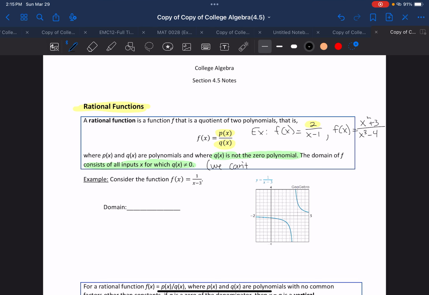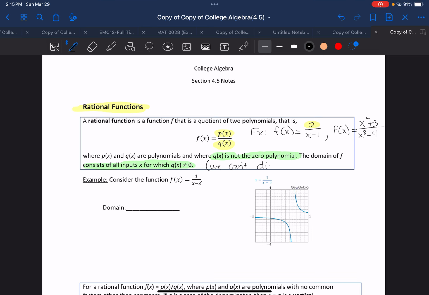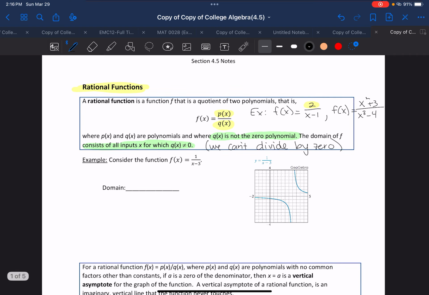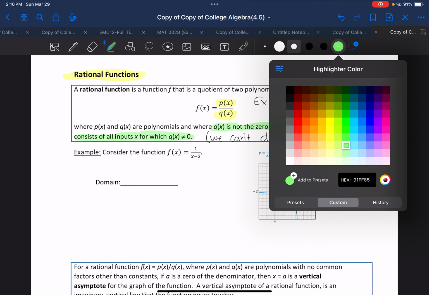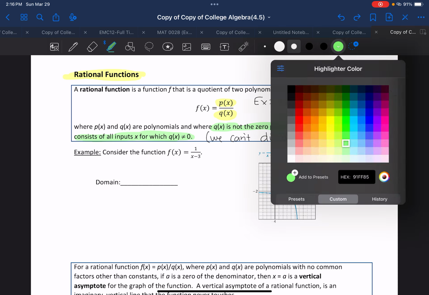So hopefully I've drilled that into your head thus far. And that way you will remember that this is how you find the domain of a rational function. You figure out what makes the denominator equal to 0, and then the domain is all values except for that value. So let's look at this first example, this function 1 over x minus 3.